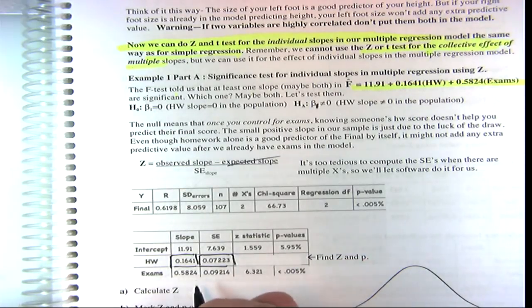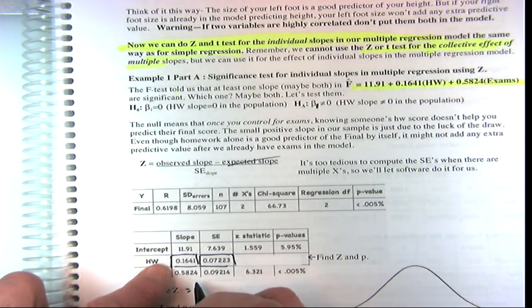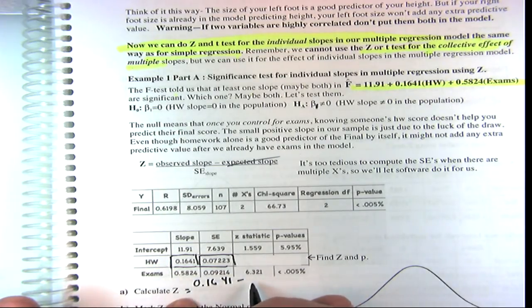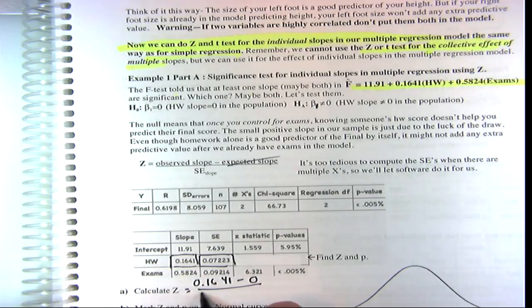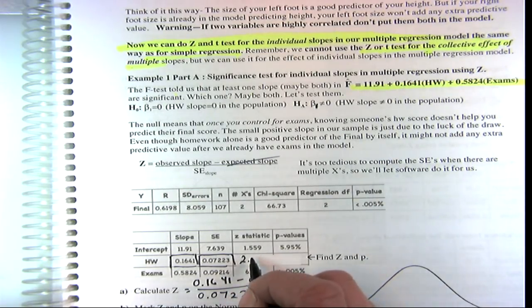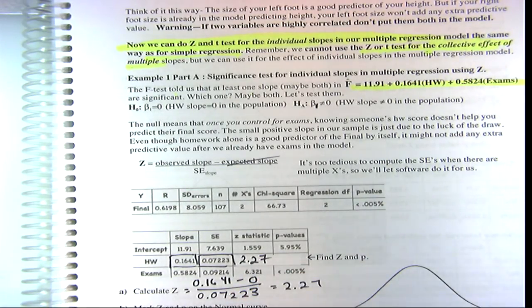Okay? So z is what? This observed slope, 0.1641, minus our expected under the null, which is 0, over its standard error. So this is really easy. And we get 2.27, so let's put that in there. And that's our z-stat.